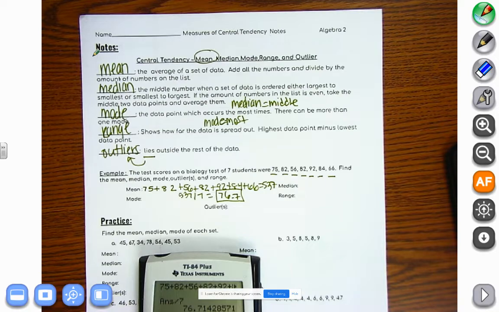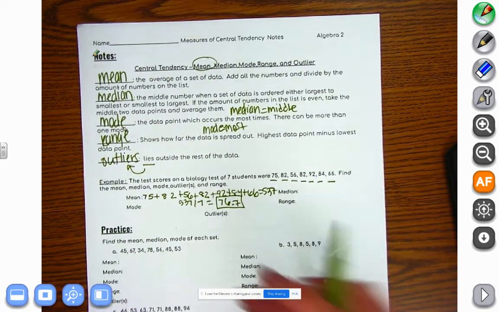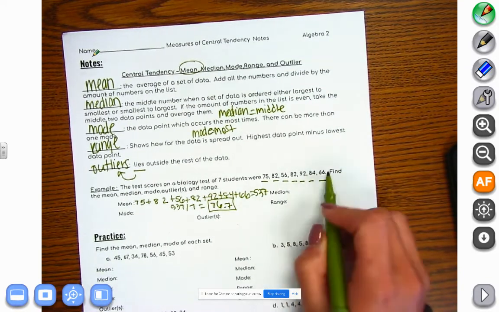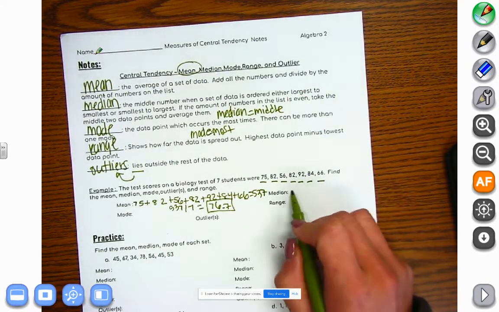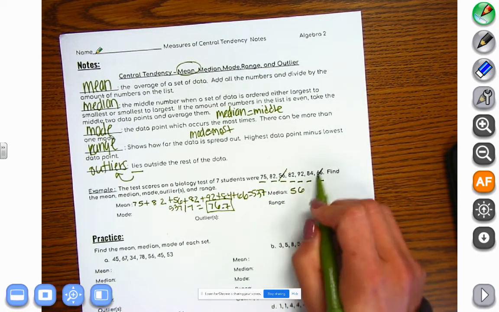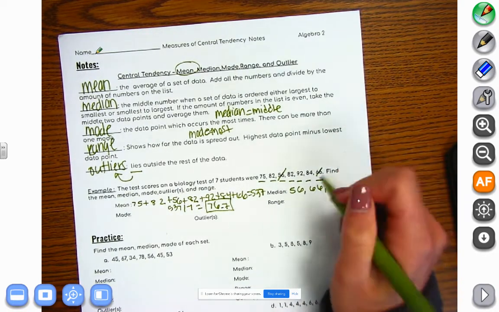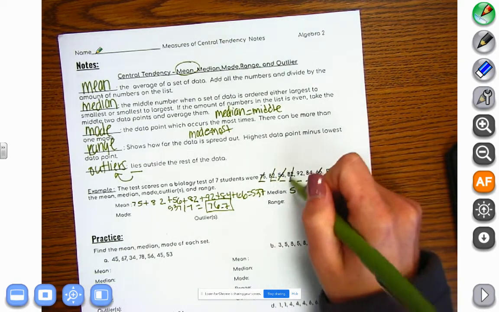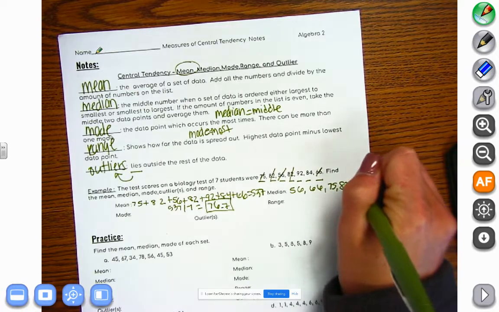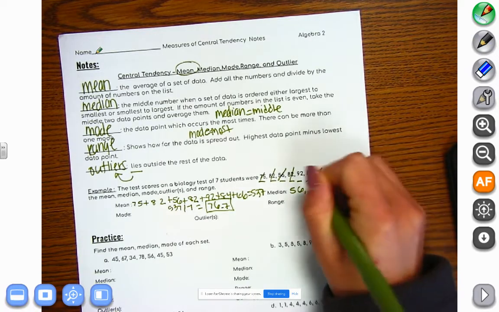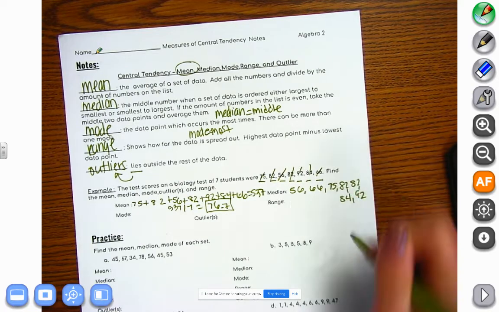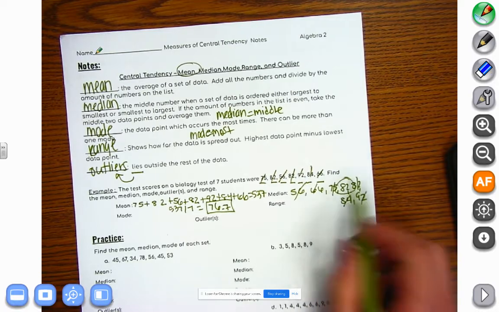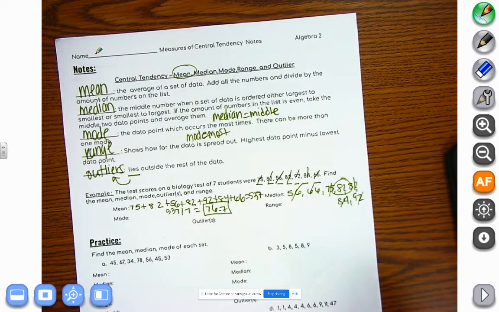Okay. Now let's find our median. So to find the median, let's list our numbers in order. So our lowest number is 56, then we have 66, then we have 75, 82, 82, 84, and 92. So we're going to find our middle number, and it's 82. So 82 would be our median.